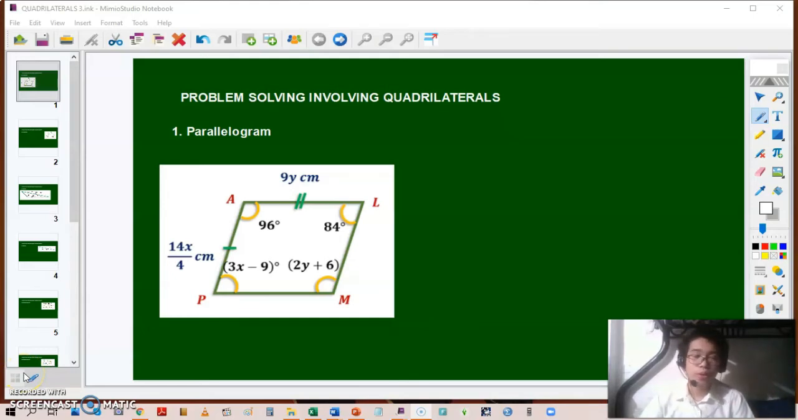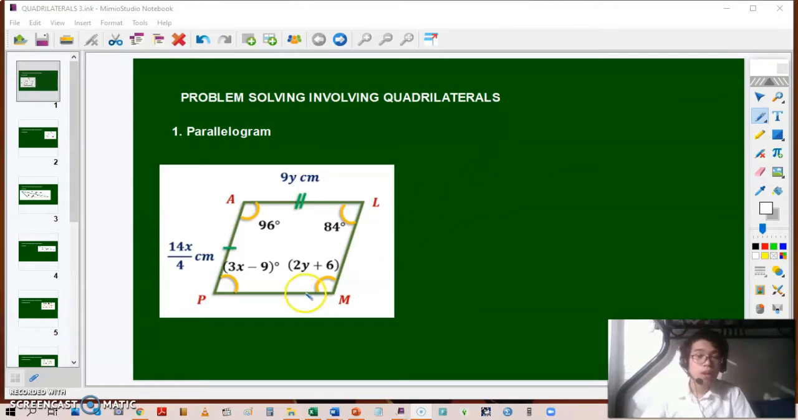For today, we are going to start solving problems involving quadrilaterals. The first quadrilateral that we have here is a parallelogram. From the word parallel, a parallelogram has two pairs of parallel sides.